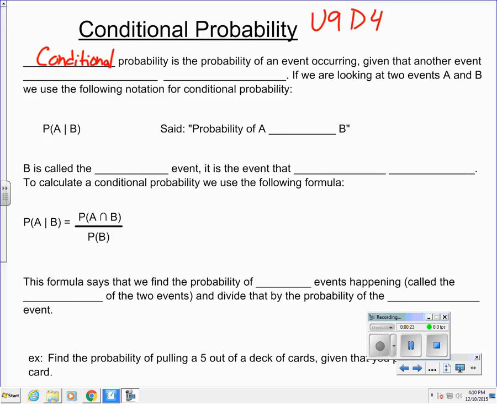So what conditional probability means is the probability that one event happens given, that's going to be our keyword here, given that another event already happened.